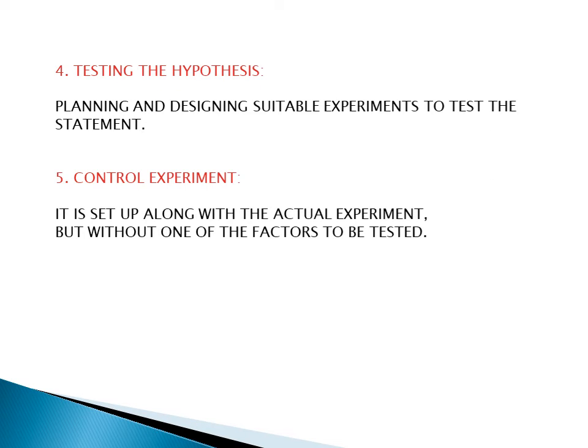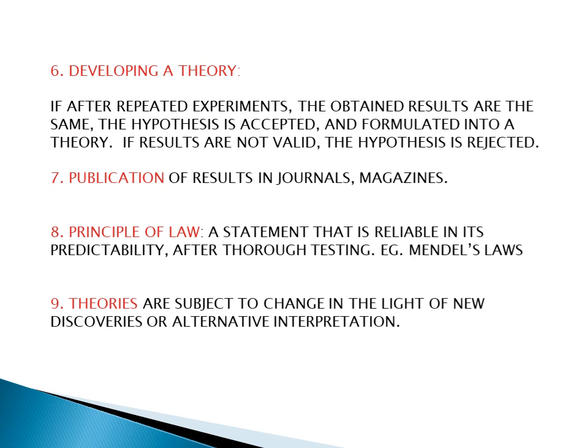Then we plan and design suitable experiments to test the hypothesis that we thought of. Then the control experiment is set up along with the actual experiment but without one of the factors to be tested, so that we get an idea. Then we develop a theory. So we repeat the experiments and the results are obtained, and we find that the results are the same. Then we accept the hypothesis and formulate it into a theory.